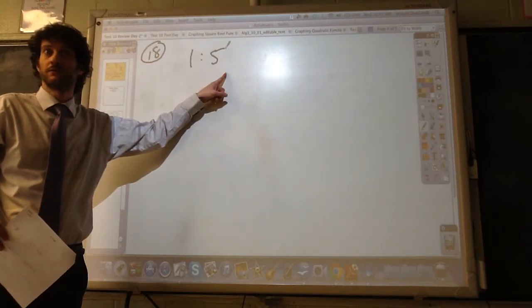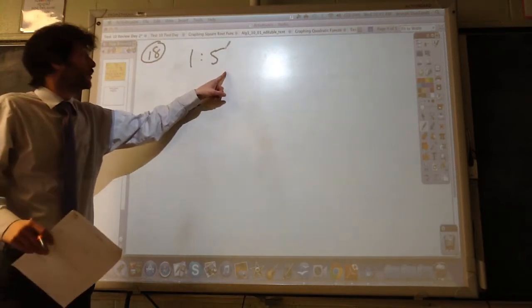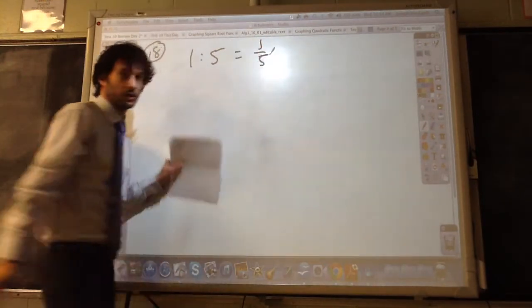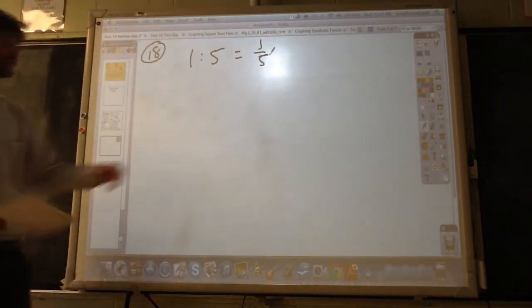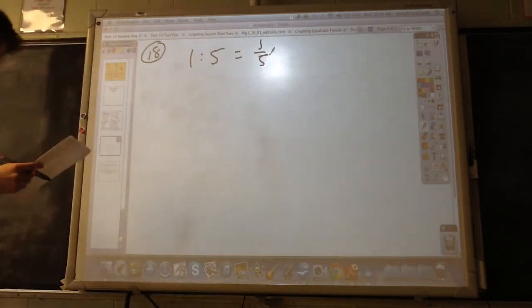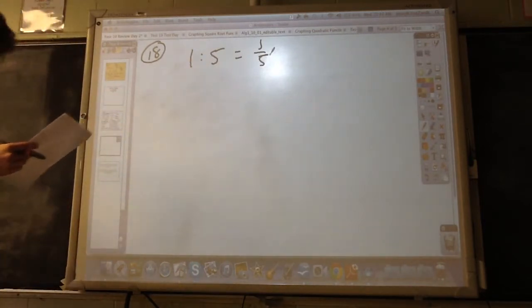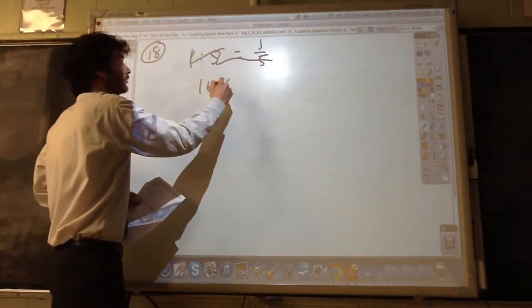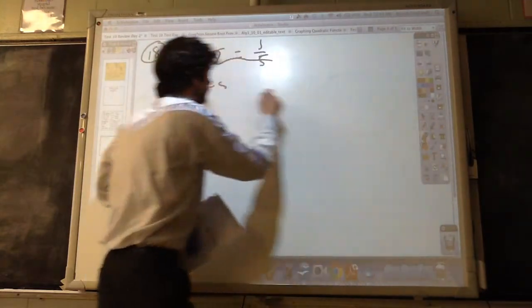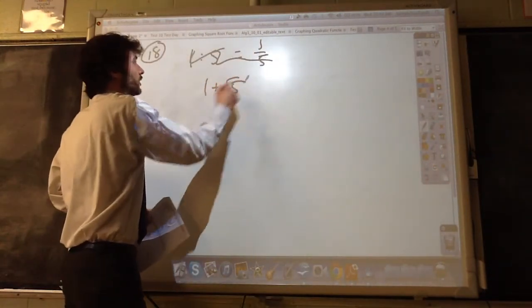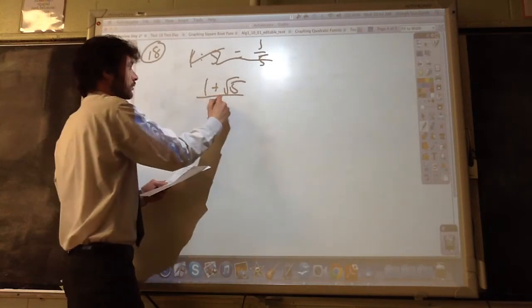Never seen it. Facepalm. Okay, it's the same as this. It's a ratio, right? 1 to 5. They should have taught this in a middle school math class. Now you've seen it. So what this is basically saying is that this is the ratio of a golden rectangle.